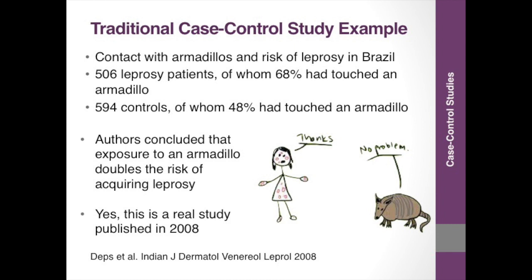Here's an example of a case control study. In Brazil, a group of researchers assessed whether contact with armadillos increased the risk of leprosy. So they had 506 leprosy patients, of whom 68% had touched an armadillo, and there were 594 healthy people, of whom 48% had touched an armadillo. The authors concluded that exposure to an armadillo doubled the risk of acquiring leprosy. And yes, this is a real study and it was published in 2008.